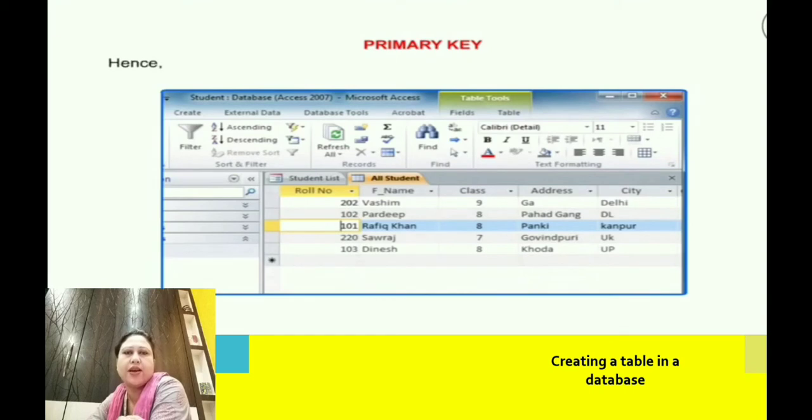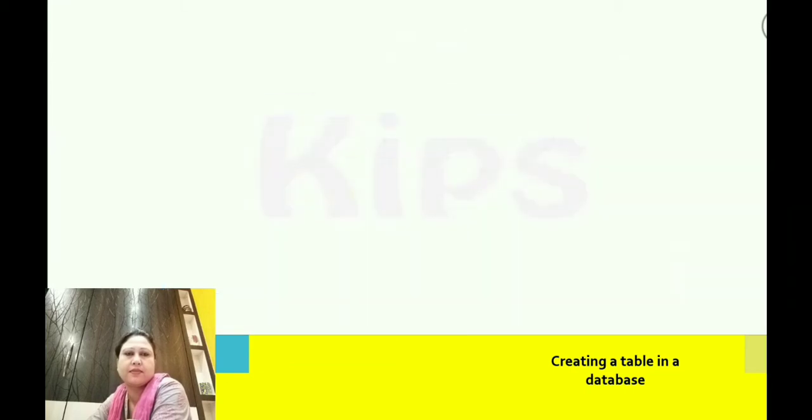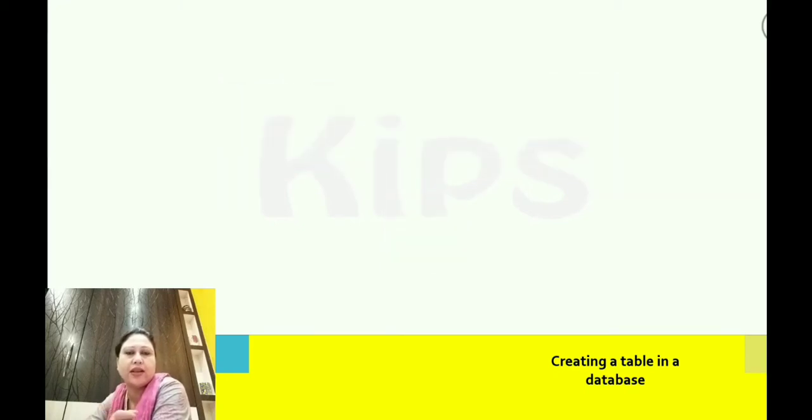So as you can see here, roll number can be defined as the primary key in the table, which will uniquely identify each student in the database. Then again we have a quick quiz: the importance of primary key. So what is the importance of primary key? We know that a primary key is used for uniquely identifying a particular record in a table.